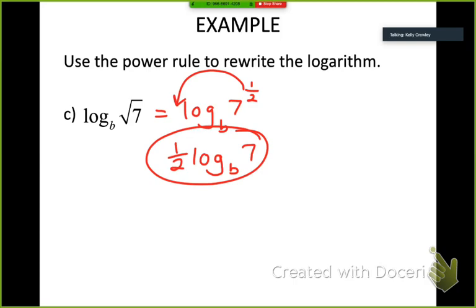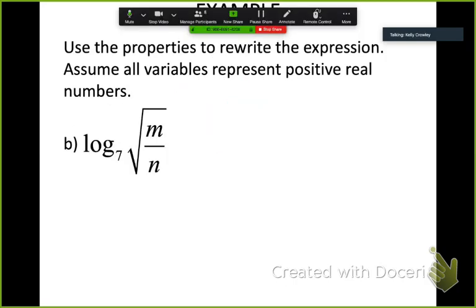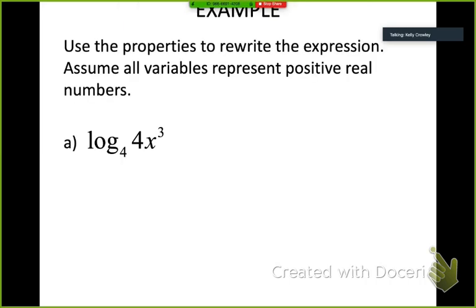Okay? Alright, so for your homework, you're going to have a bunch of these problems where it's just kind of combining it all together. So here we have log base 4 of 4x to the 3rd, and we're being asked to expand it.